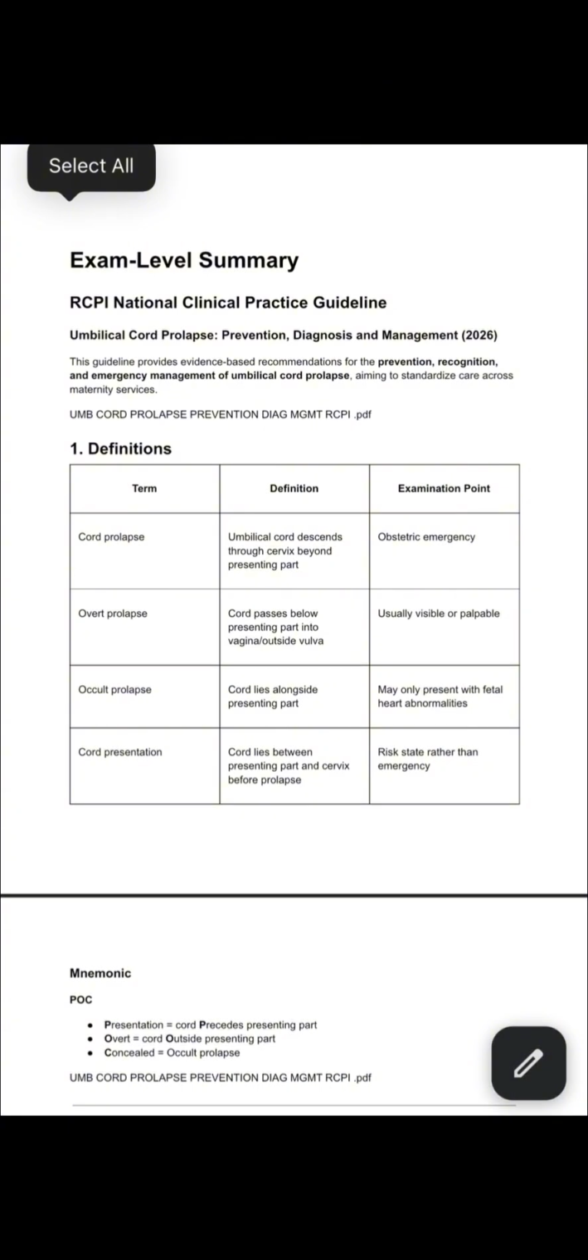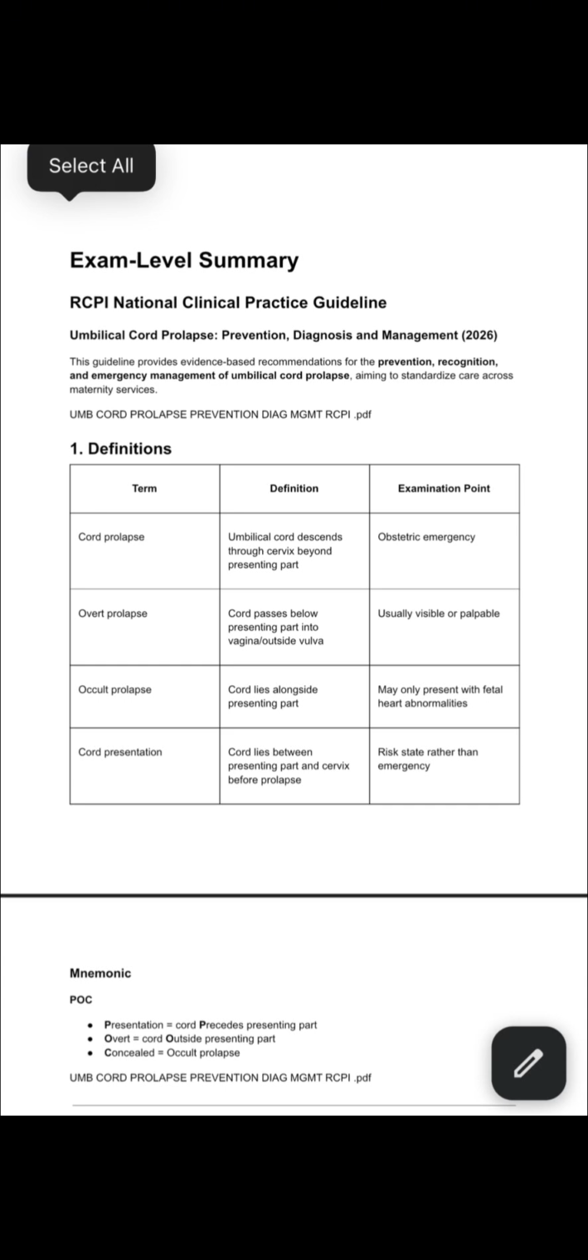is an obstetrical emergency. Overt prolapse is when the cord passes below the presenting part into the vulva or vagina, and it is usually visible or palpable, whereas occult prolapse is when the cord lies alongside the presenting part. It is not easily palpable or visible but may only present with fetal heart rate abnormalities. Cord presentation: when the cord lies between the presenting part and cervix before the prolapse happens.